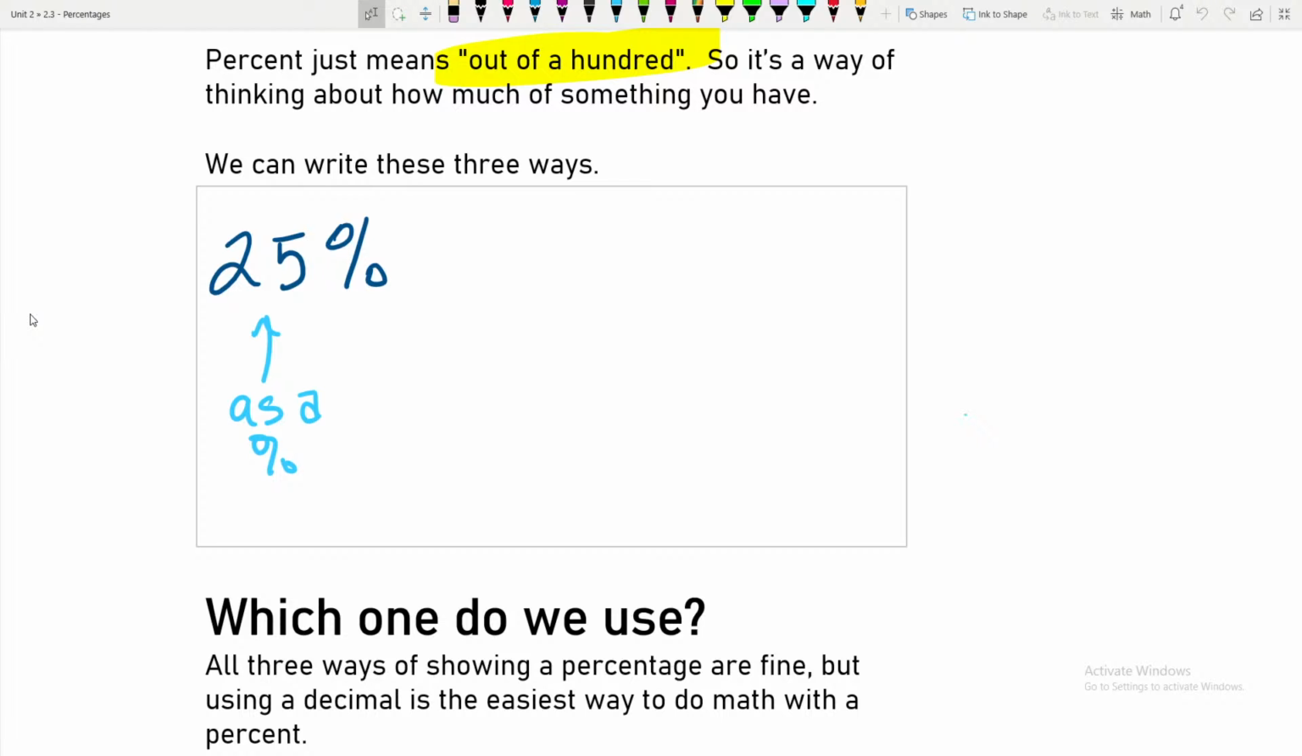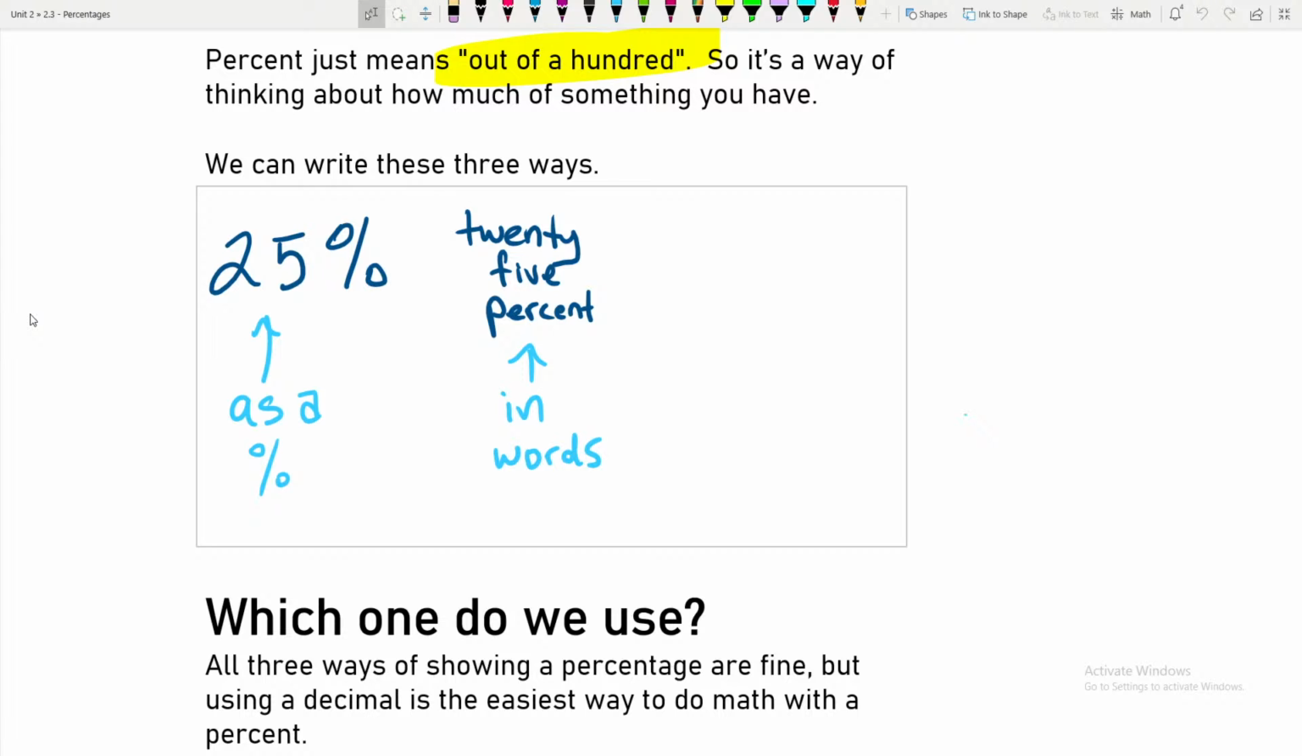And you can see sometimes I get pretty lazy about how carefully I do that symbol, but I'll try to be a little bit more thoughtful about it. We might just write it like this. We could say 25% and just write it using words. There's nothing wrong with that. But there's other ways too.